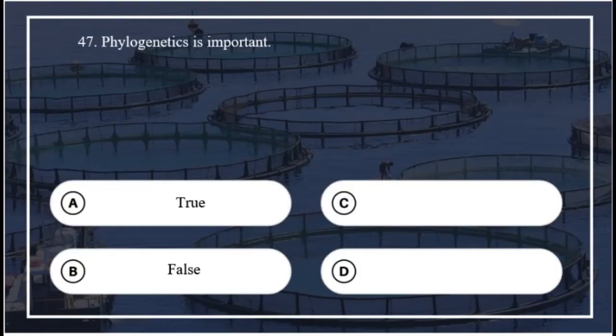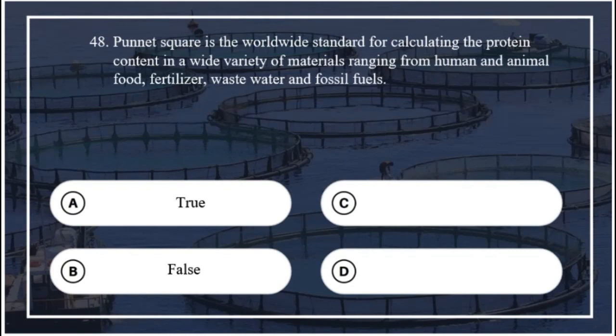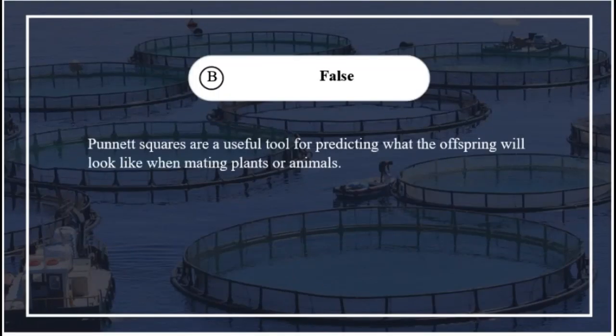47. Phylogenetics is important. A. True. B. False. Answer. A. Phylogenetics is important because it enriches our understanding of how genes, genomes, species, and molecular sequences more generally evolve. 48. Punnett square is the worldwide standard for calculating the protein content in a wide variety of materials ranging from human and animal food, fertilizer, wastewater, and fossil fuels. A. True. B. False. Answer. B. Punnett squares are a useful tool for predicting what the offspring will look like when mating plants or animals.